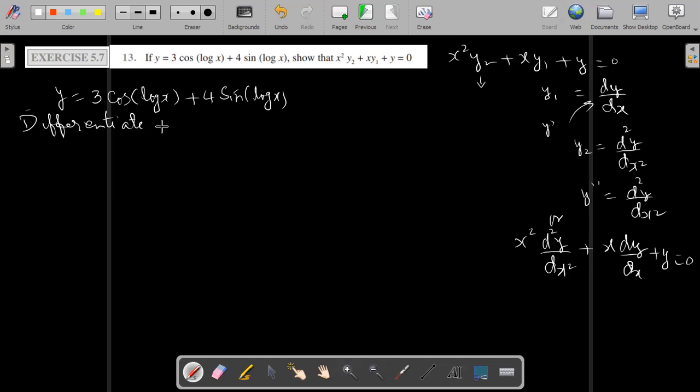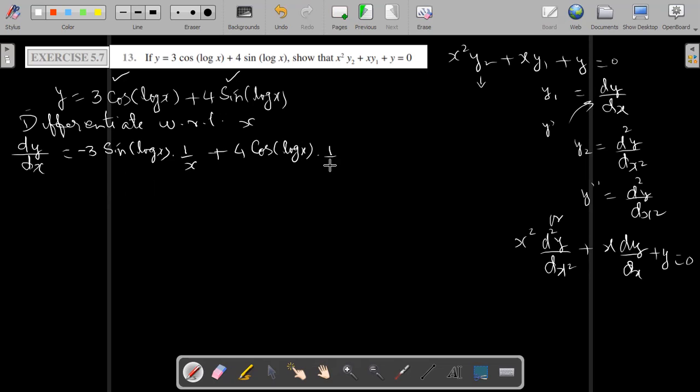Differentiate with respect to x. So we get dy by dx is equal to, the outermost is cos, so the differential of cos is minus sine, then the differential of log x, that is 1 by x, plus similarly here the outermost function is sine, the differential of sine is cos into the differential of log x, which is 1 by x. This is our first order derivative.